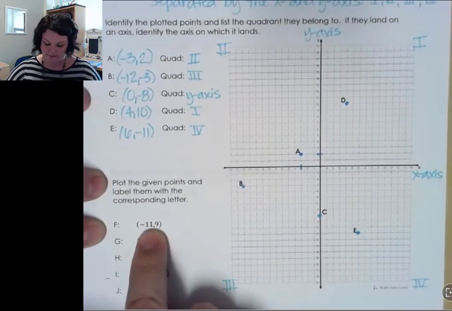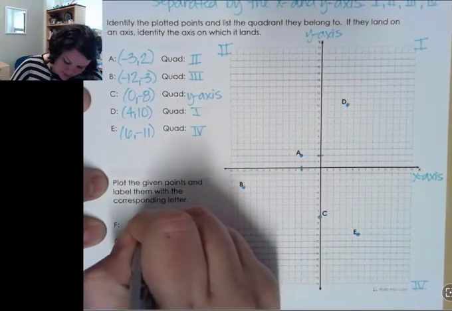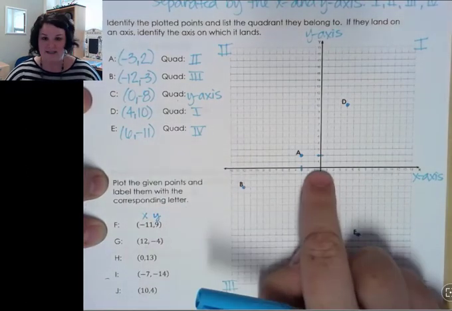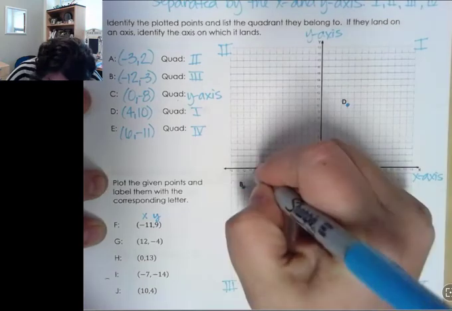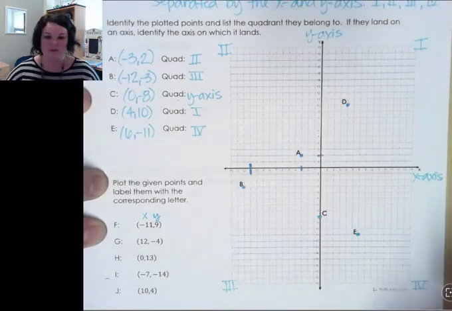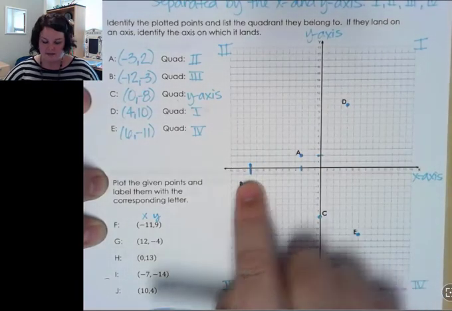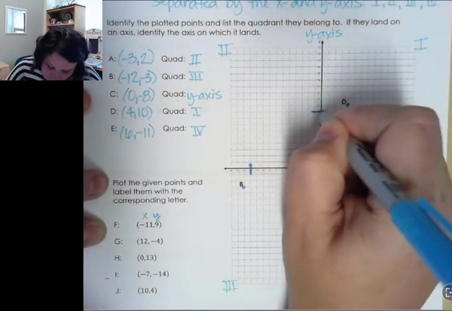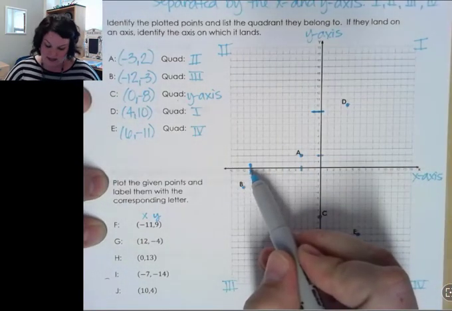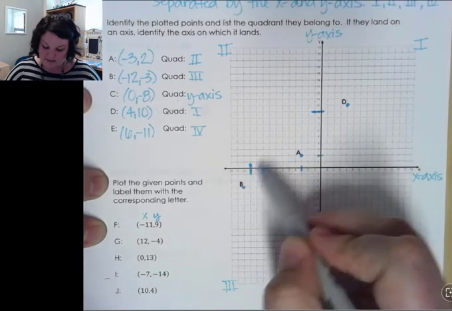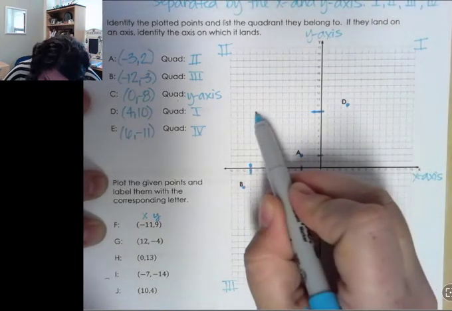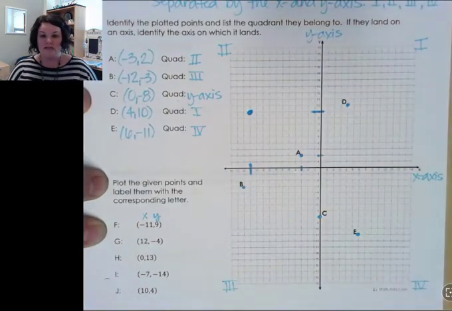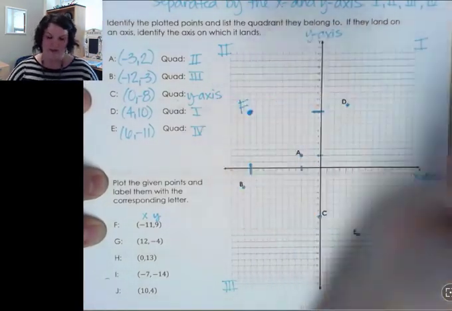So if I look on my graph here, remember this first coordinate is our x, the second one is our y. So I'm going to where x is -11, which is over here, right about here. I'm going to write kind of big on my paper so that y'all can see it. Okay, and then my y value is 9. So up here at 9. Okay, so when x is at -11 and y is at 9, my point should be right here. Okay, so that's my point, and I'm just going to label it with an F.